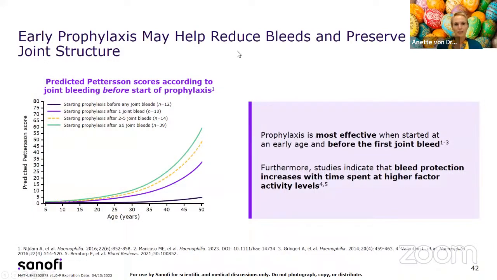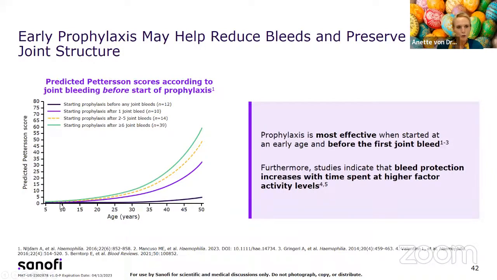So early prophylaxis, we come back to this. We all understand prophylaxis and higher trough levels are better, the more the better, it's kind of obvious. But then again, coming back to early prophylaxis versus later prophylaxis, start early is the mantra here, because it really may help reduce bleeds and preserve normal joint structure. So prophylaxis is most effective when started at an early age and before the first joint bleed.